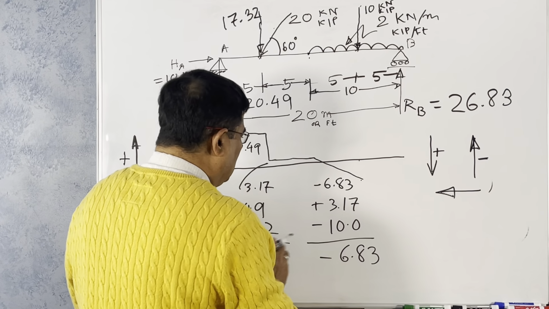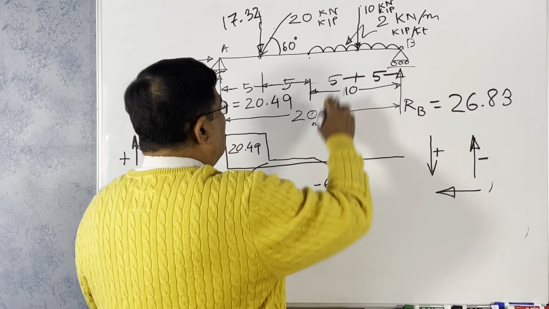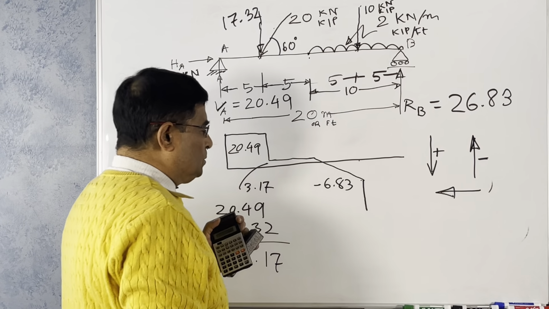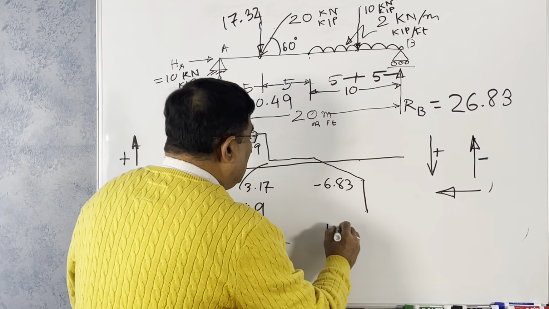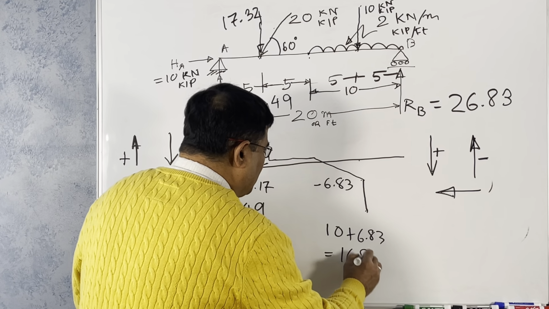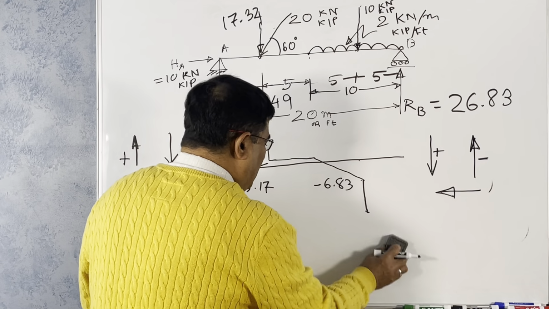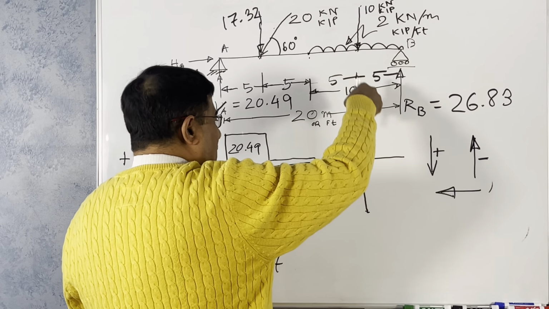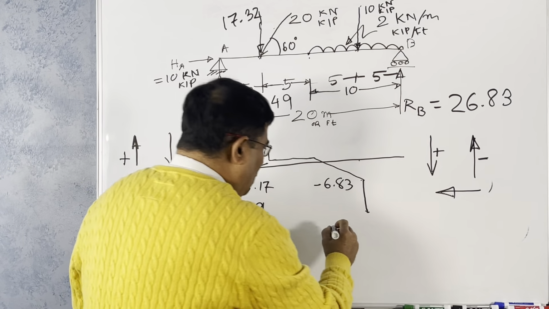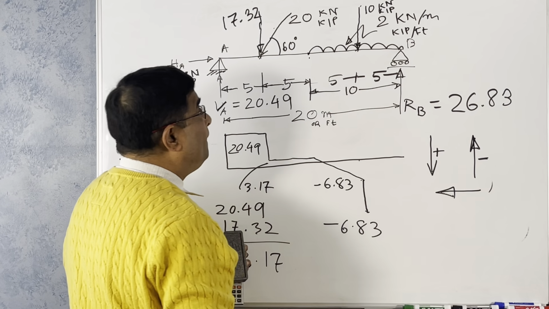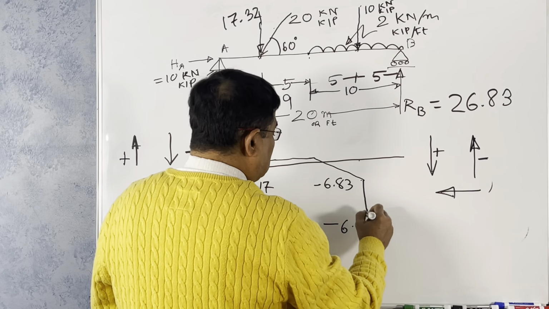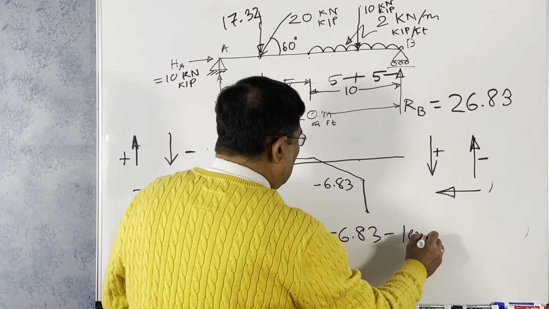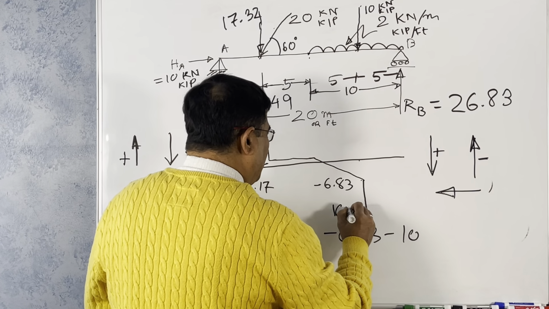Then suddenly, just right of this, the 10 kilonewton or 10 kips comes in. So it increases this value. What is the value there? 10 plus 6.83 is 16.83 here. Now again these loads are constantly acting downward. Downward force we are considering from left to right, downward is negative, so negative 6.83 minus 10 is 16.83.